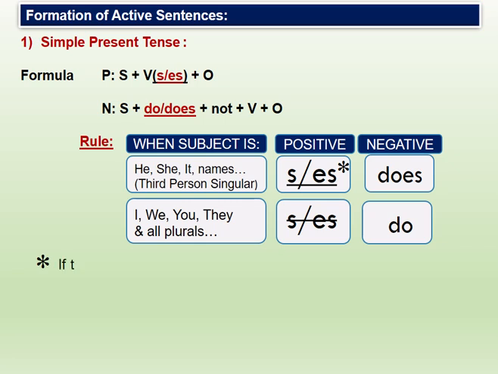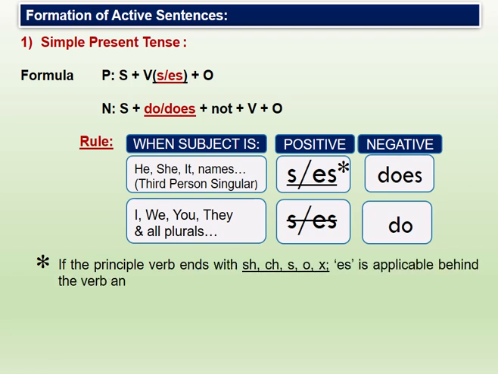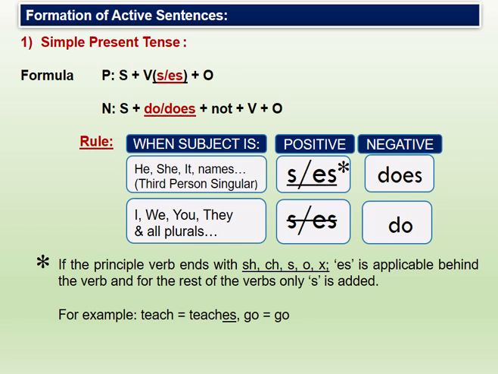So the star sign we have says, if the principal verb ends with SH, CH, S, O, X, ES is applicable behind the verb, and for the rest of the other verbs only S is added. For example, I'm going to give you some examples as well. When we have teach as a verb, teach finishes with CH, which is one of the characters written in the rule. So we will put ES in the case of a third person singular subject.